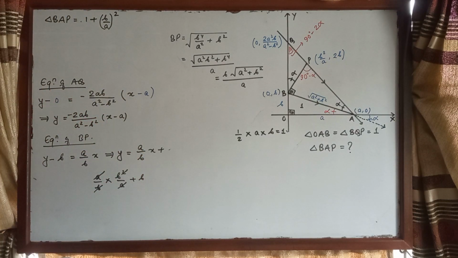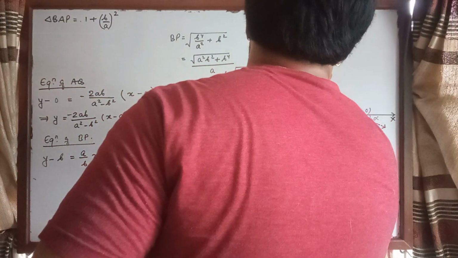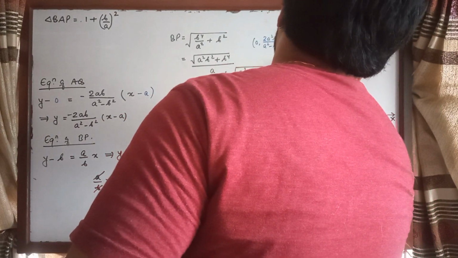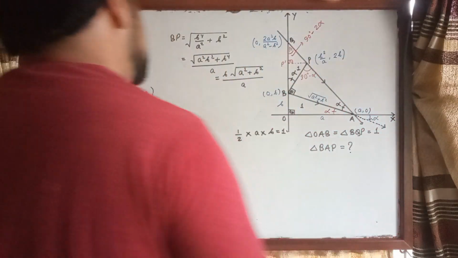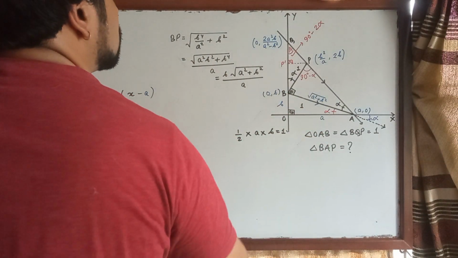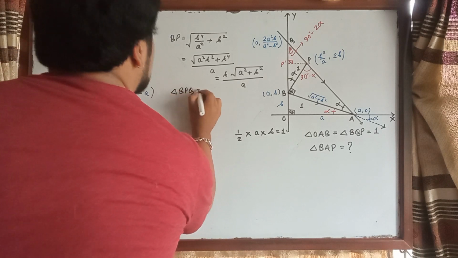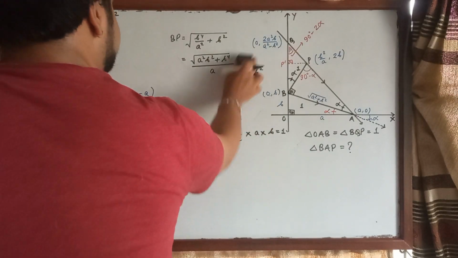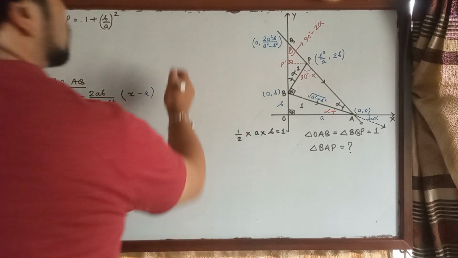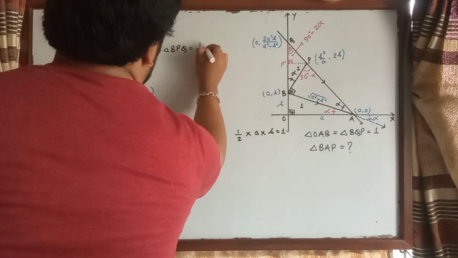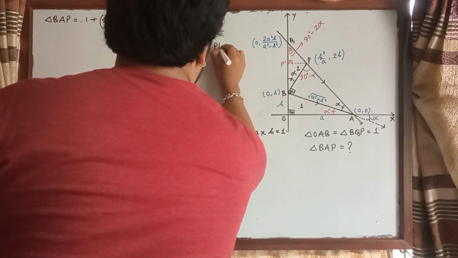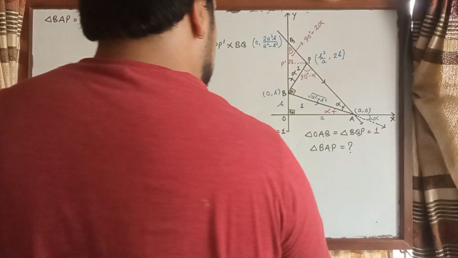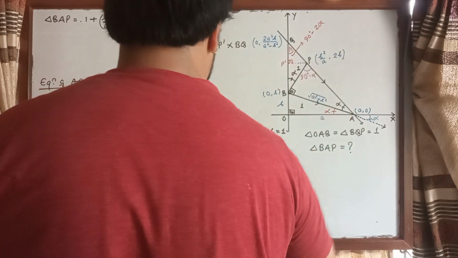Alright? Now, the area of this triangle is also equal to 1, which means if we drop a perpendicular BP dash like this, then triangle BPQ equals half times PP dash times BQ, which is half times PP dash, and this is the x coordinate. This will be equal to the x coordinate like this.